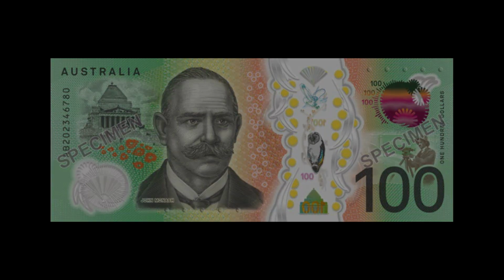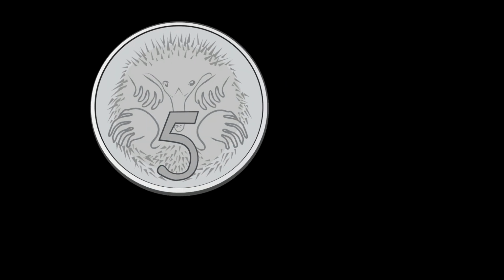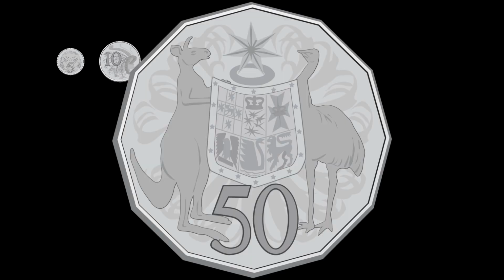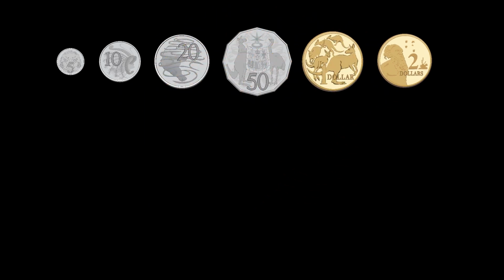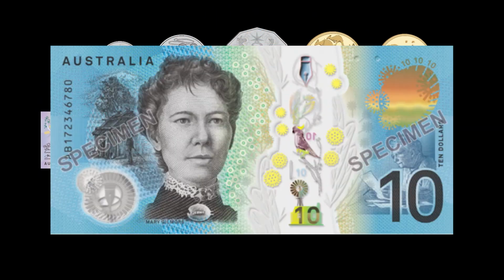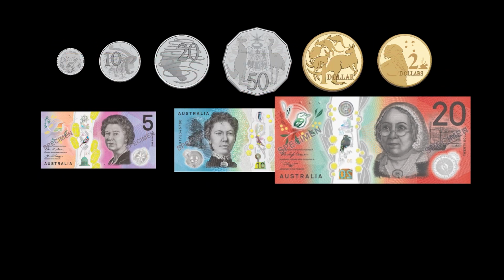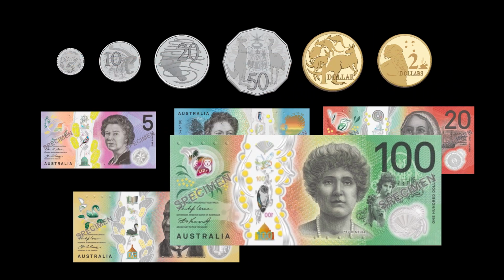Now that we've seen all of our Australian coins and notes, let's see them in order from least value, the ones we can only buy a little with, to their greatest value, those that we can buy the most with. 5 cents, 10 cents, 20 cents, 50 cents, $1, $2, $5, $10, $20, $50, $100.